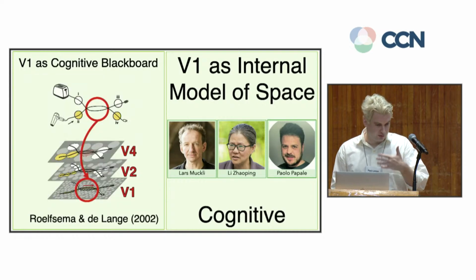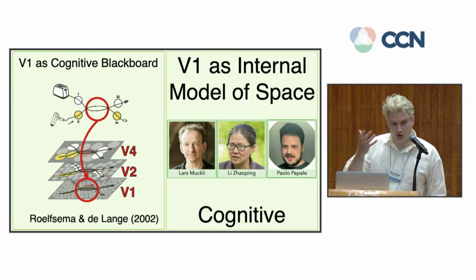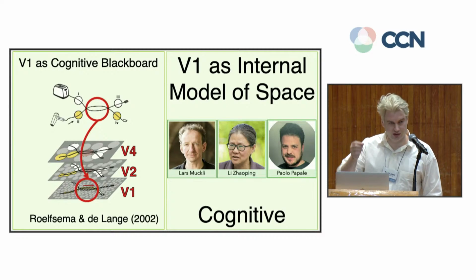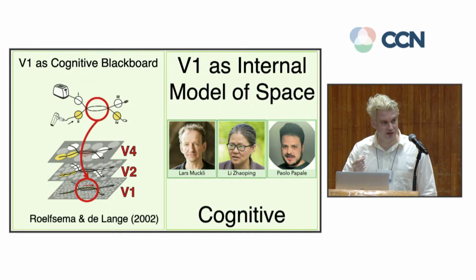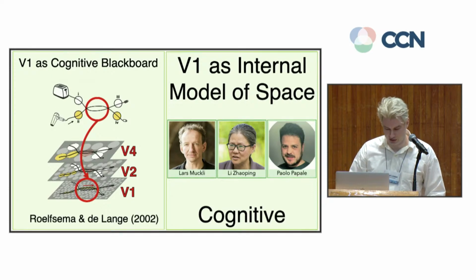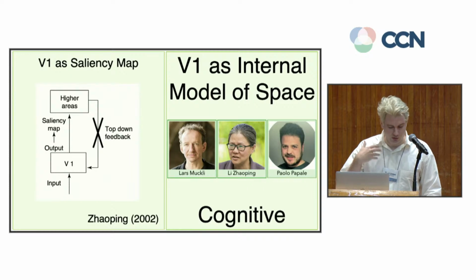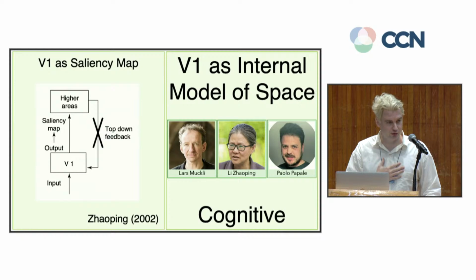We also see this in Wolfsamer and de Lange. So if you've got a cognitive task that needs high resolution, like working out which of these chords belongs to which object, you really need to bring V1 into the equation. You've also got Li Xiaoping's early work, arguing that V1 functions as a sort of saliency map.